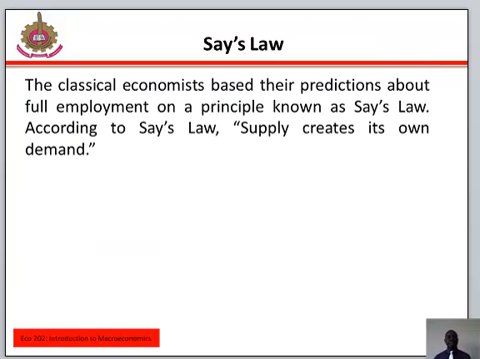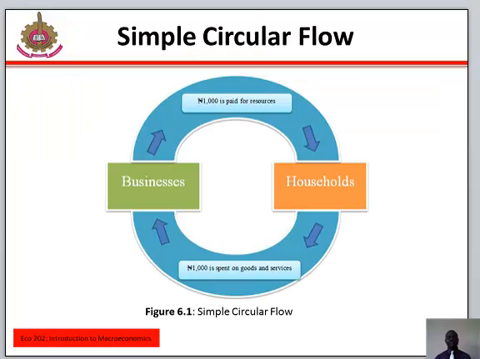Say's law. The classical economists base their prediction about full employment on a principle known as Say's law. According to Say's law, supply creates its own demand. In other words, in the process of producing output, businesses also create enough income to ensure that all the output will be sold. Because the theory occupies such an important place in classical economics, let us examine it in more detail by introducing a simple circular flow diagram.